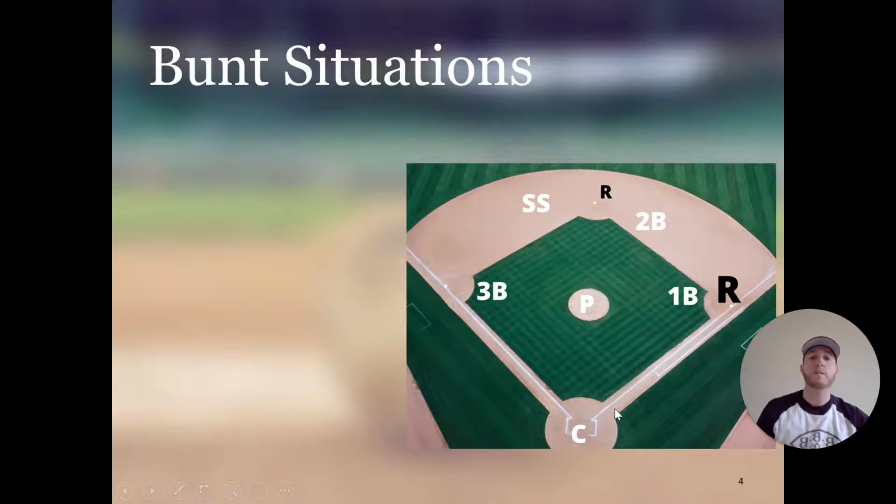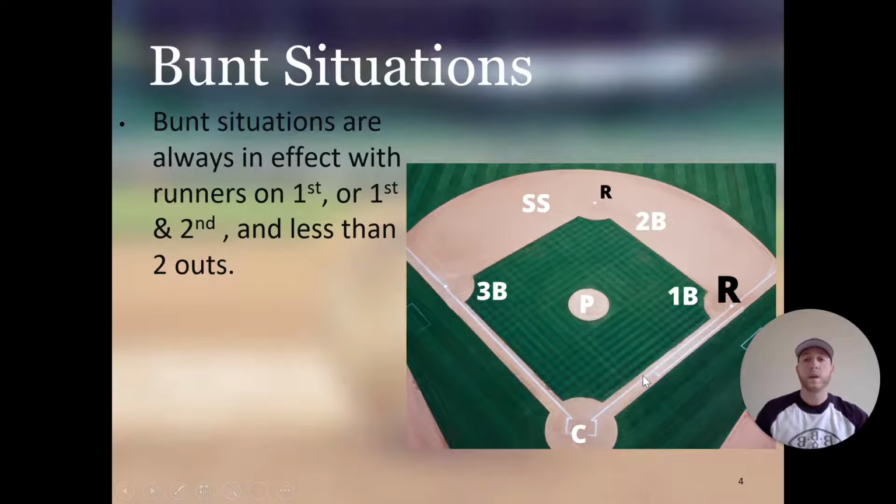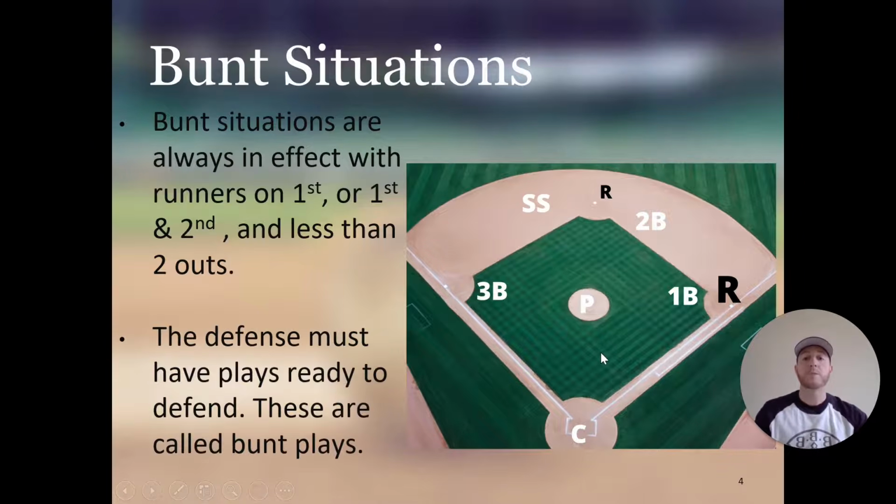The next one, bunt situations. So bunt situations are always in effect with runners on first or runners on first and second with less than 2 outs. Normally teams won't bunt with 2 outs, but if there's less than 2 outs, there's always a chance where the team will bunt. The defense must have plays ready to defend, just like first and third. These are going to be called their bunt plays.